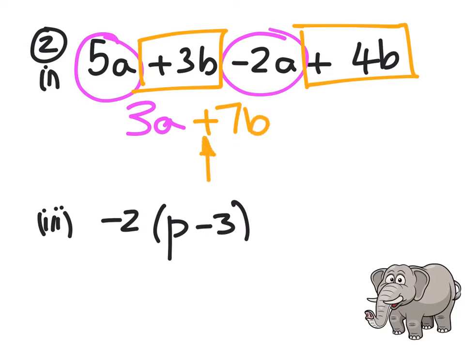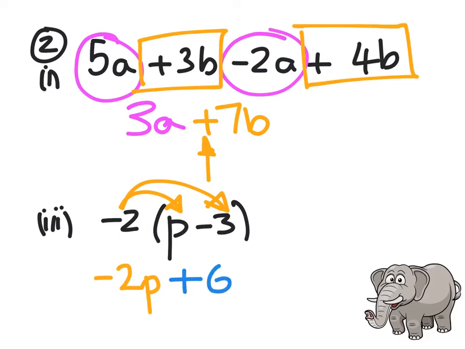Okay, important thing here, guys, is remember the sign in the middle. The second part, we've got negative 2 times p is negative 2p, and then we've got negative 2 times negative 3. Now, you know what a negative times a negative gives you, and then 2 times 3, and it's done.